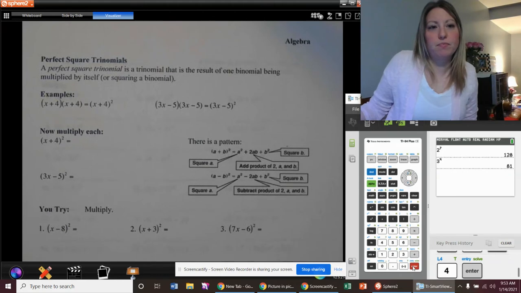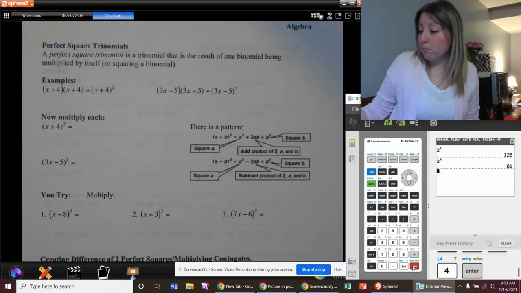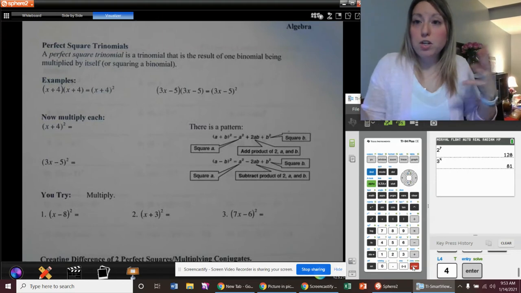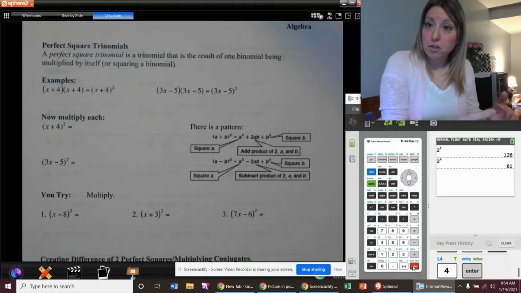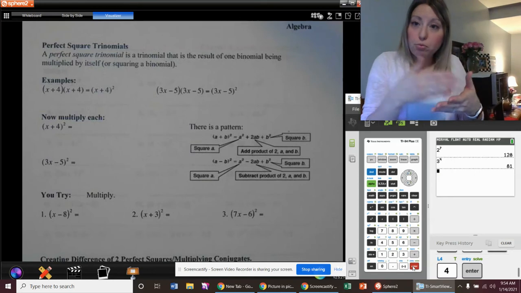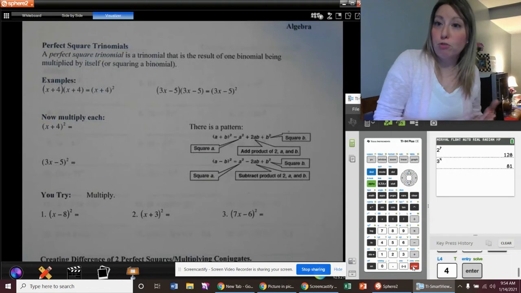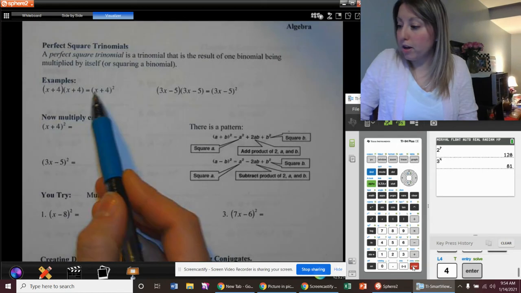Okay. Let's talk about perfect square trinomials because this is pretty cool. A perfect square trinomial comes from a binomial times itself. So just like 3 times 3 gives me 9, and 9 is a perfect square. If I take x plus 4 times x plus 4, its result is a perfect square. It's a 3-term polynomial, a trinomial, that is a perfect square because it came from a binomial times itself, or what we like to refer to as a binomial squared.